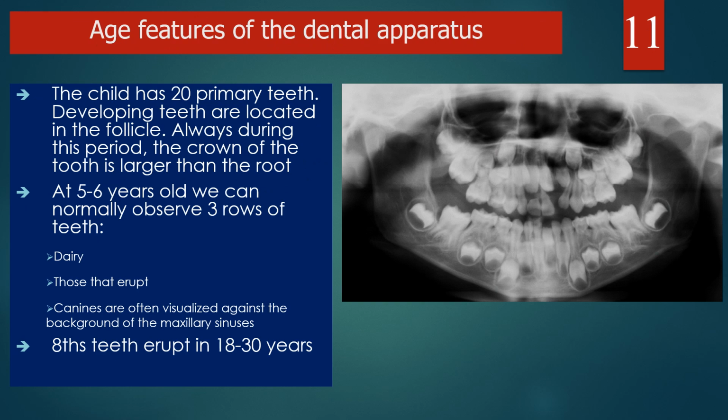Age features of the dental apparatus. The child has 20 primary teeth. Developing teeth are located in the follicle. Always during this period, the crown of the tooth is larger than the root. At 5-6 years old, we can normally observe 3 rows of teeth: dairy, those that erupt, and canines, which are often visualized on the background of the maxillary sinuses. The 8th teeth erupt at 18-30 years.